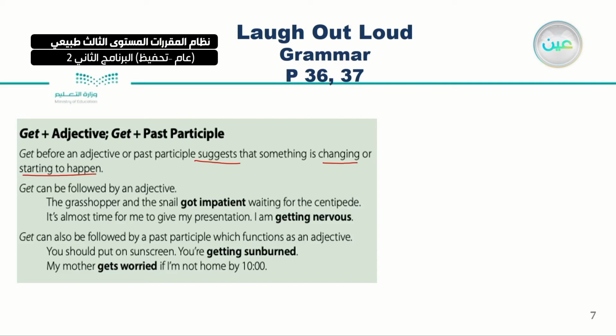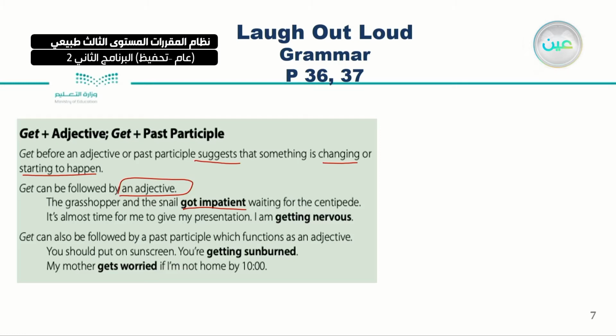Let's read the examples here. Get can be followed by an adjective, and this is so important to know. The grasshopper, we talked about the grasshopper in the previous lesson, and the snail got impatient. What does impatient mean? They got very angry and felt they could not wait anymore. So they got impatient waiting for the centipedes, and we talked about this earlier as a joke. Do you remember that, guys?